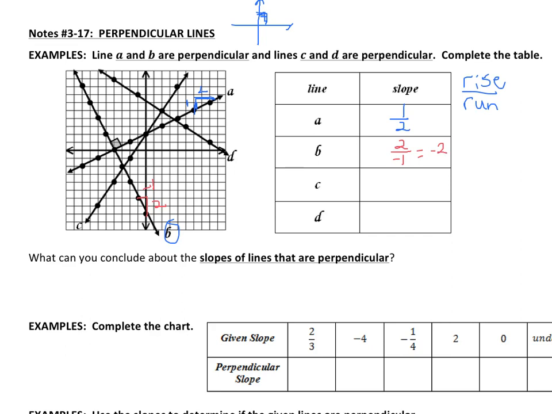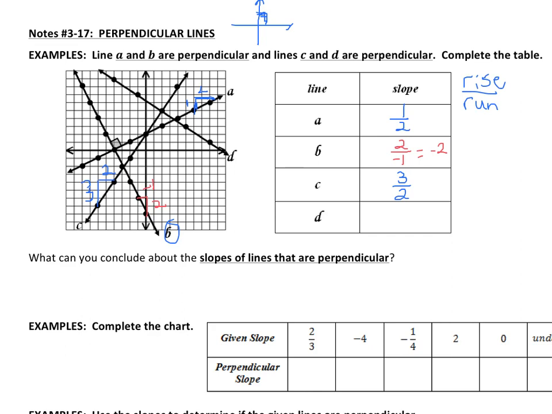All right, let's look at line C now. Line C, if I'm going to find the slope, let's pick 2 points. I'll pick these at the bottom. So if I'm going to count the rise, I'm going to rise from that point, and I'm going to go up 1, 2, 3 boxes. So the rise is 3. And then I'm going to have to run to the right 2 boxes, so that would be a +2. So if you do the rise on top, that's going to be 3, and the run on bottom, which is 2.